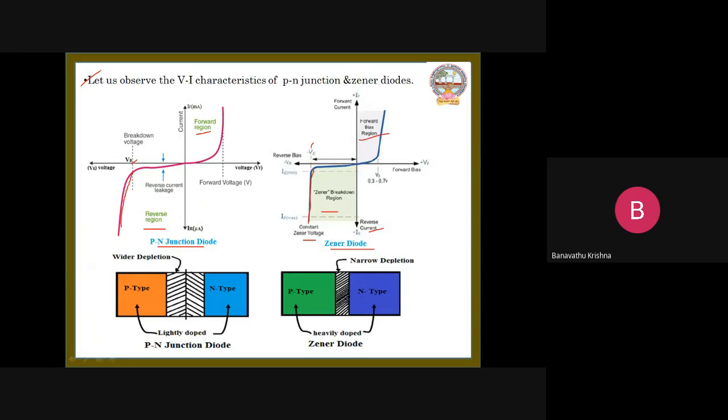So coming to the basic structure of this particular PN junction diode and Zener diode. Here the P and N type materials are lightly doped materials. Because of this light doping, the depletion layer or the junction of the diode will be wider. Whereas in a Zener diode, the P-type and N-type materials are heavily doped materials. For that, the depletion region will be narrow.